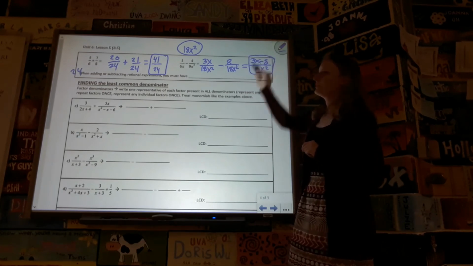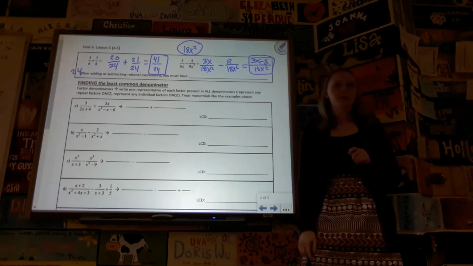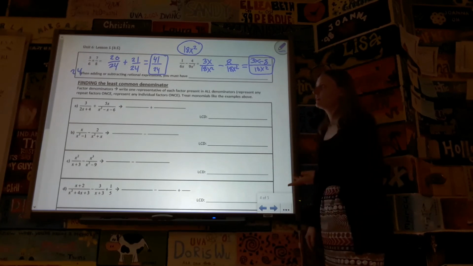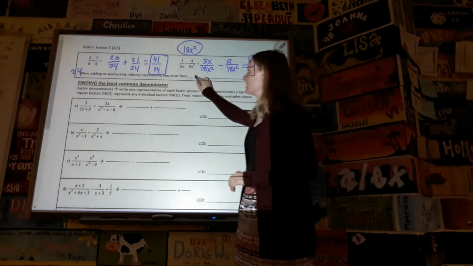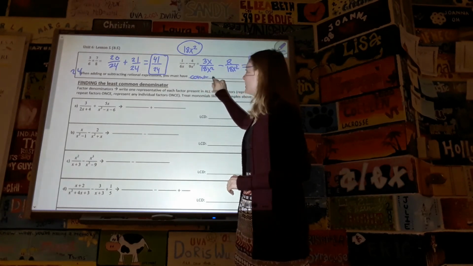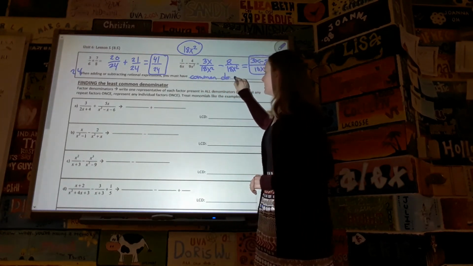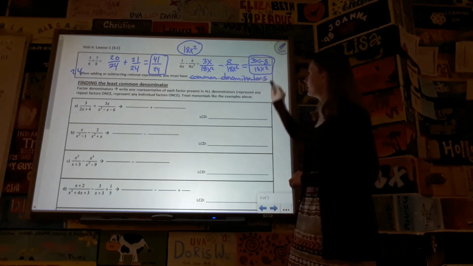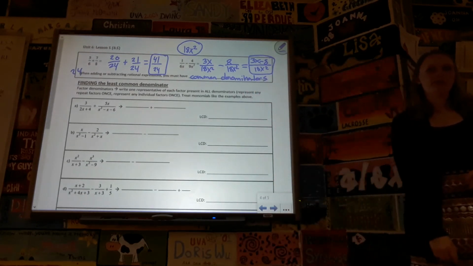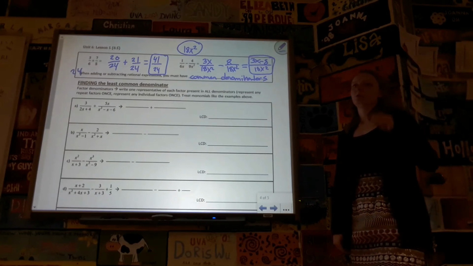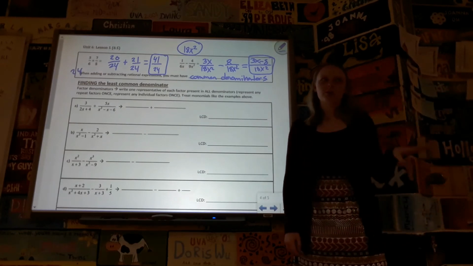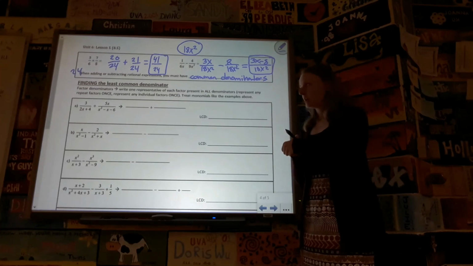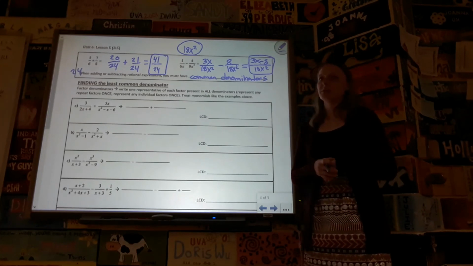And that would be your final result. Okay? So all in all, when adding or subtracting rational expressions, you must have common denominators. That's our key concept here. Common denominators. You guys already knew that before we came to this lesson. The trick for this lesson is actually getting that common denominator.